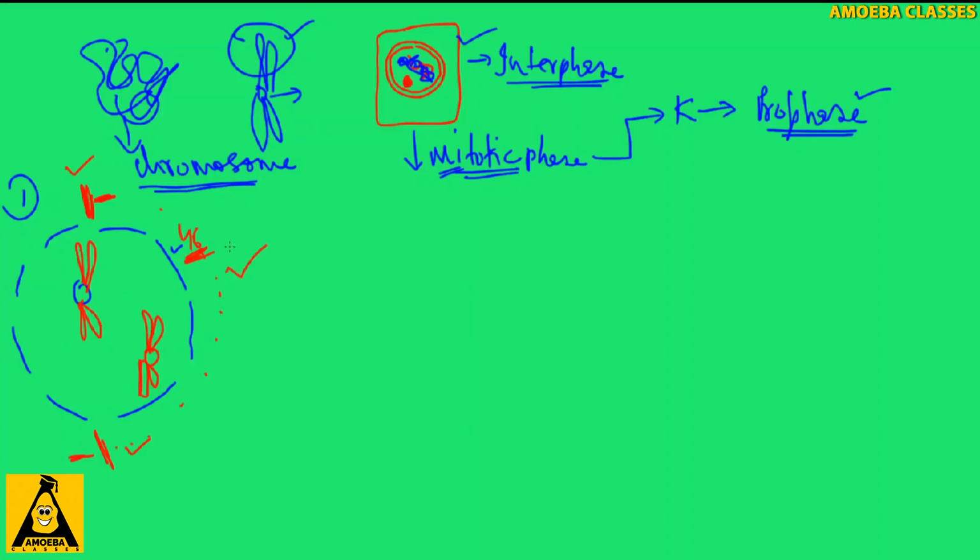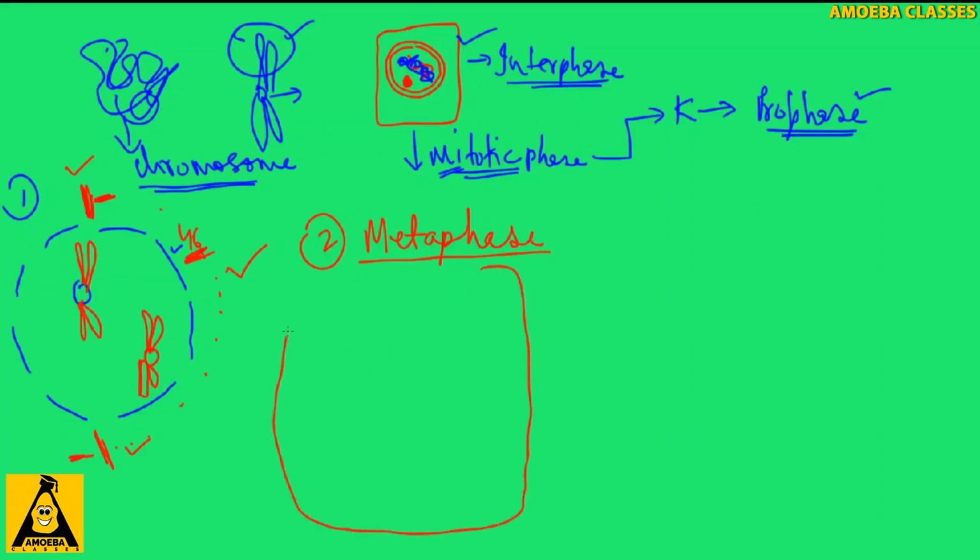So this is what happens in the prophase. Now the second one comes, the metaphase. Now what actually happens in metaphase? These chromosomes that you see, I am taking the example of 2 chromosomes. The nuclear membrane has already disappeared.